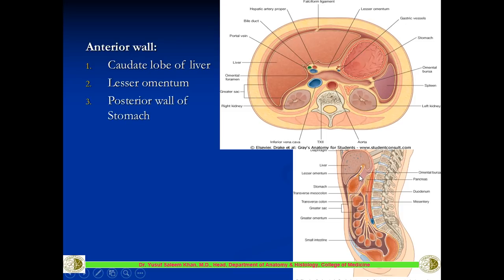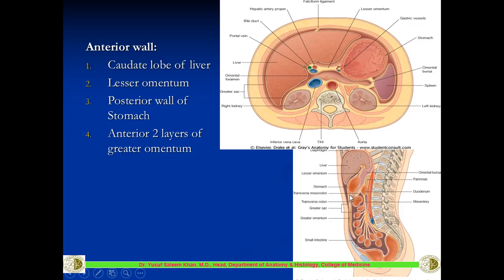So here you can see the stomach, and this is the posterior wall of the stomach, which will be forming the anterior wall. Similarly, you can see in the cross section, this is the posterior wall. This is the anterior wall here, and this is the posterior wall. Behind that is this cavity. Okay, so these will be forming along with the two layers of the greater omentum.